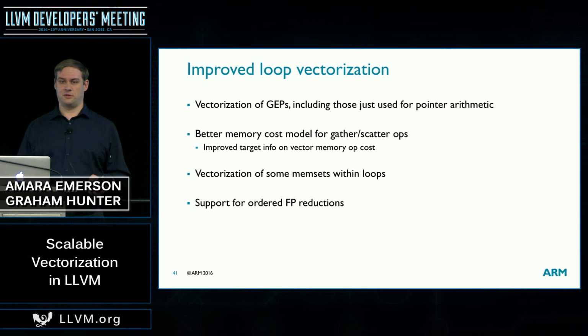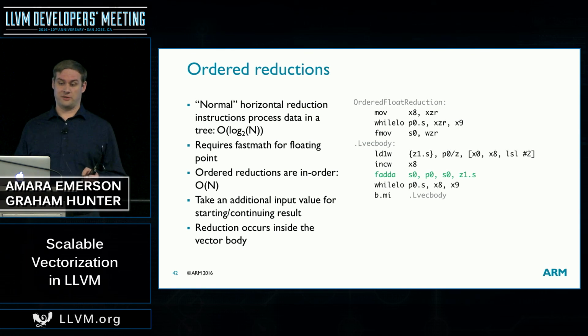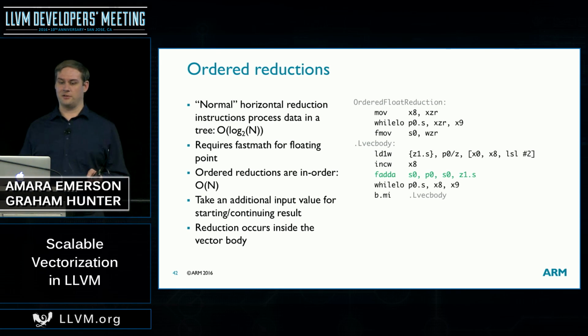And what are those? So your typical horizontal reduction instructions do not preserve the floating point semantics of a scalar loop. And that creates a barrier to vectorization unless fastmath flags are used to relax your constraints. This is not always an acceptable trade-off. So SVE provides additional reduction instructions which preserve the order of the operations in the scalar loop, and as such they must take a running total as a second input, and the reduction occurs inside the vector body.